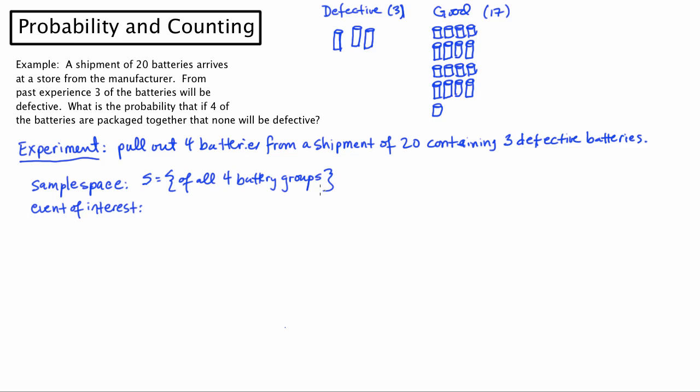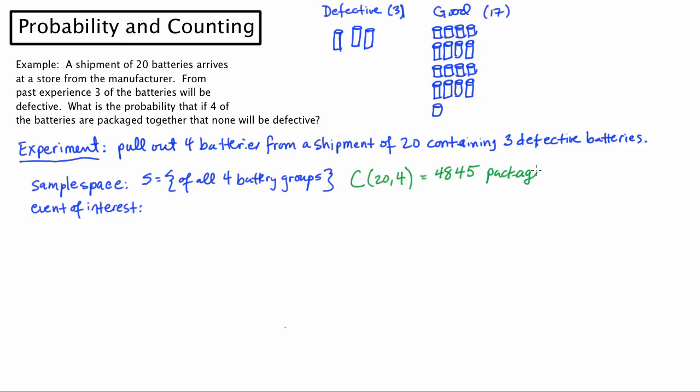And if I was to count them, since I'm choosing 4 batteries from the group, I don't care the order in which I'm choosing them. This is clearly a combination problem. So I'm choosing out of 20 batteries, 4 to be in a package. That's the size of the sample space. If you were to put this in your calculator, and I encourage you to check this on your own, it's 4,845 possible packages.